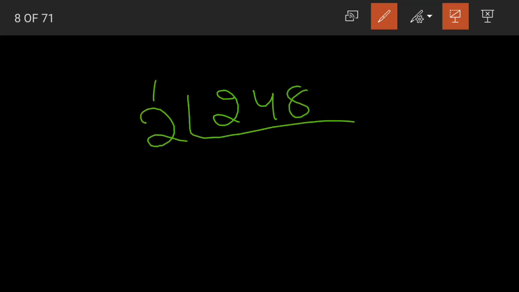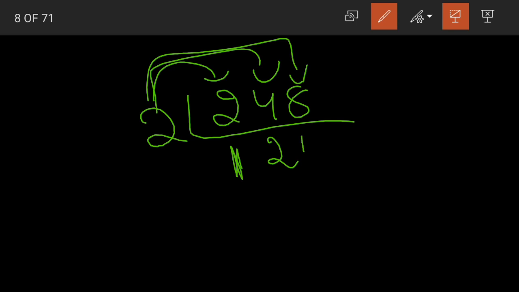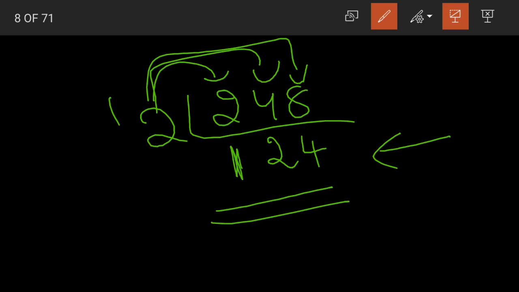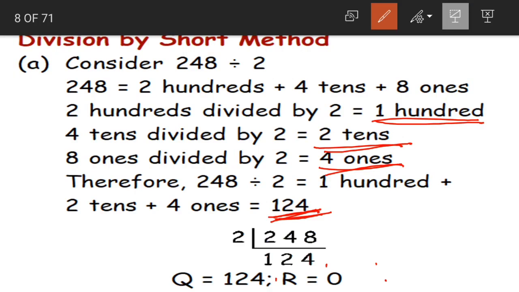So this is division by short method. First we take 2. 2 ones are 2. Next we have 4. 2 twos are 4. Next we have 8. 2 fours are 8. That's it. 124 becomes our answer. Done, right? And why is this called the short division method? It is very simple and short to do.